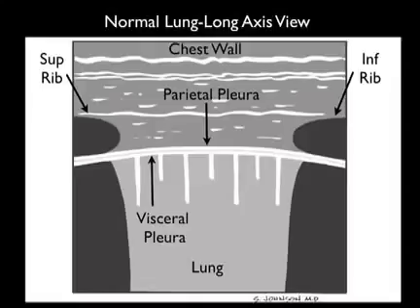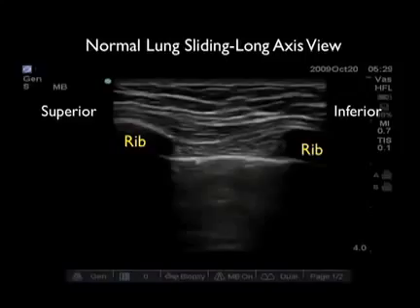Now, while I've depicted these as two separate layers, in reality on ultrasound examination they're seen as a single shimmering white line that moves back and forth as the patient breathes. And as the patient breathes, we can see white comet tails, or vertical lines, coming off the pleura down deep into the lung. So that will be the normal finding of a lung on long axis configuration.